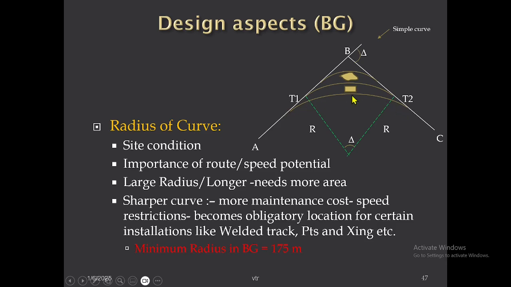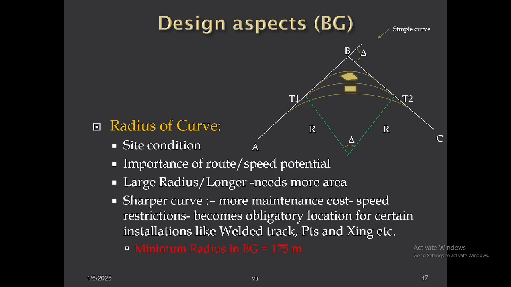At the same time, when you are going for a flatter curve, that will need more area, large space we require. The length of the curve will be longer. So we go via media between the two. Based on the site condition, the route, and the importance of the route, we will decide this radius.